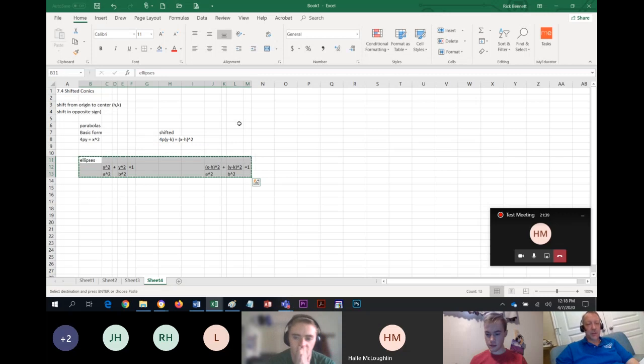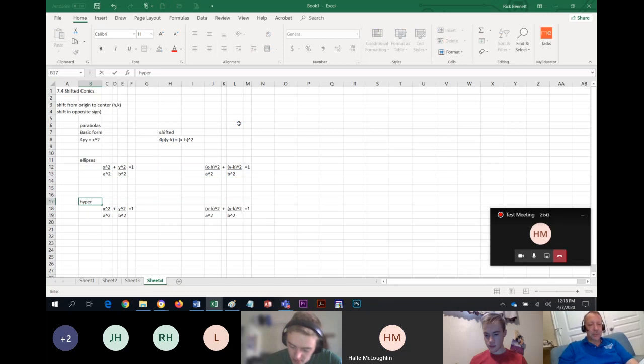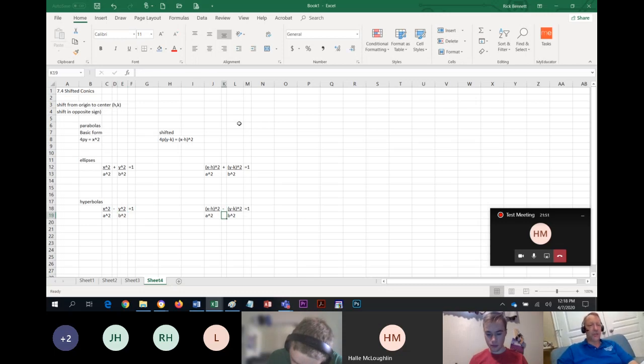I'm just going to copy this because it's going to make it a whole lot easier. For the hyperbolas, basically the only difference between the ellipse and the hyperbola is that we're subtracting. So that's section 7.4 in a nutshell. Let's go ahead and start doing a few examples.